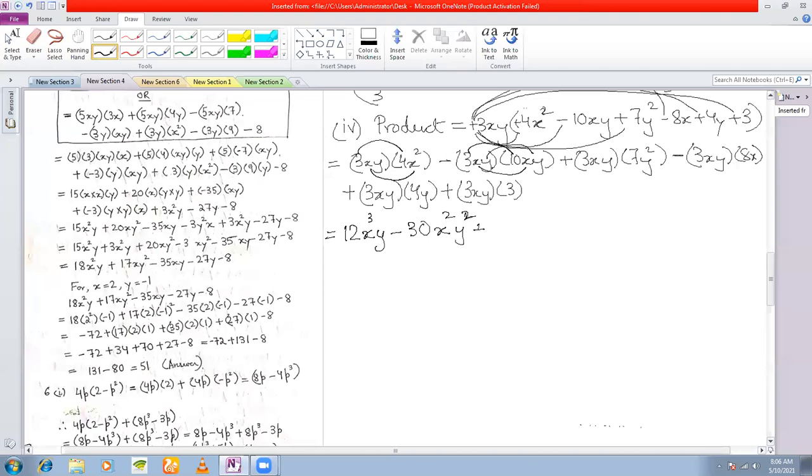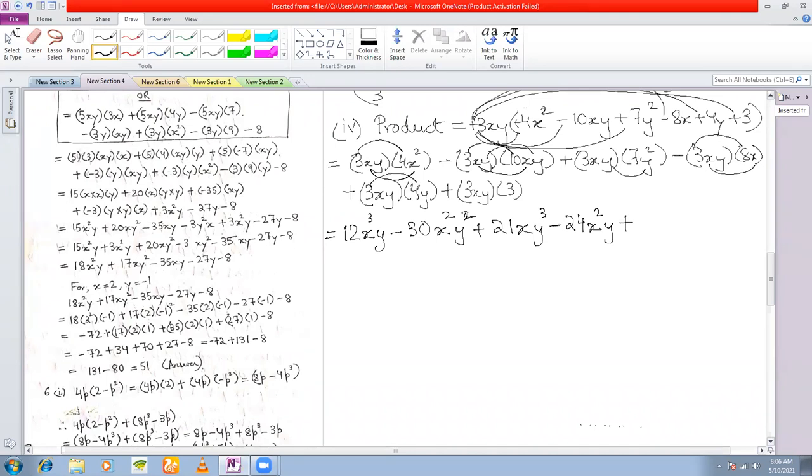Next, you have a plus sign. 7 into 3 will be 21. You have only a single x here, so we'll write that x, and y into y square will combine to give you a y cube. Okay, now 3 into 8. You have a minus sign, give a minus sign first. 3 into 8 will give you 24. x into x will give you x square. And you have a single y, you write it as it is. And next you have a plus sign after that.